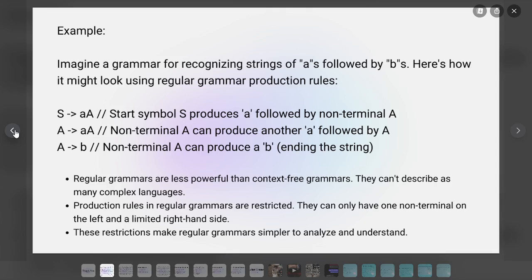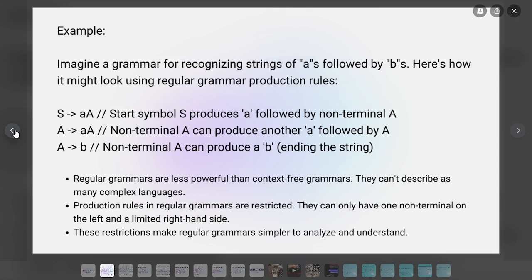Capital A, the non-terminal A, can produce another a followed by capital A. Capital A can replace small b. The non-terminal A can produce b, ending the string.